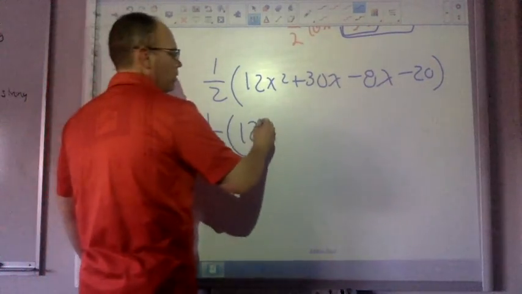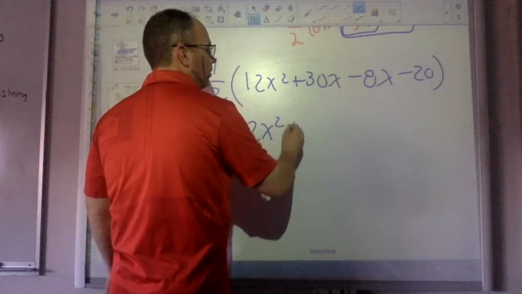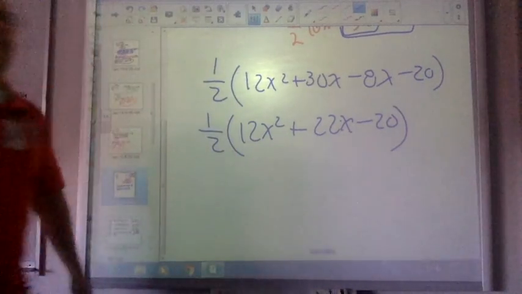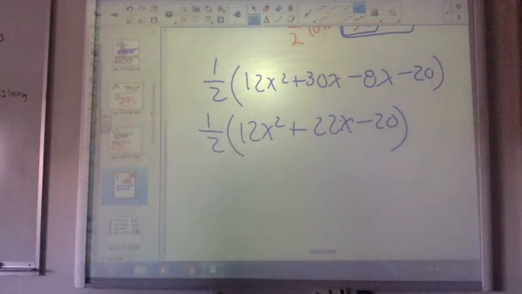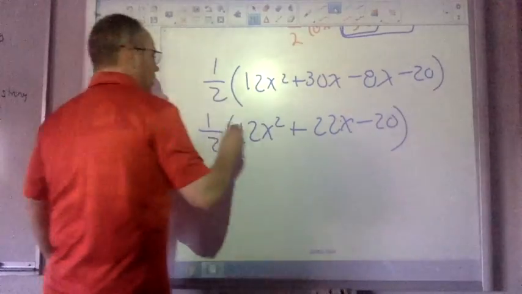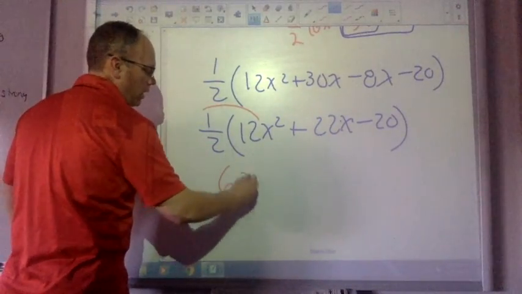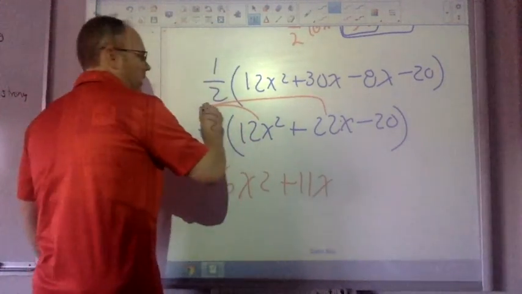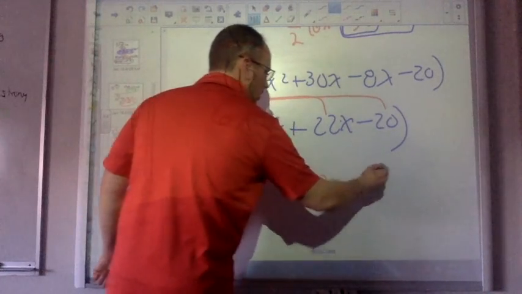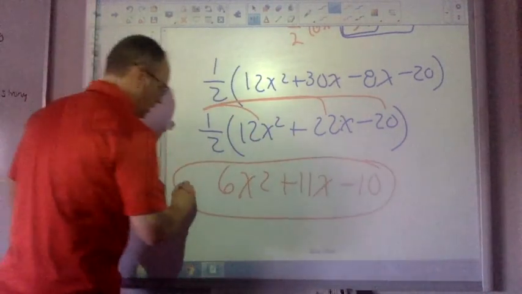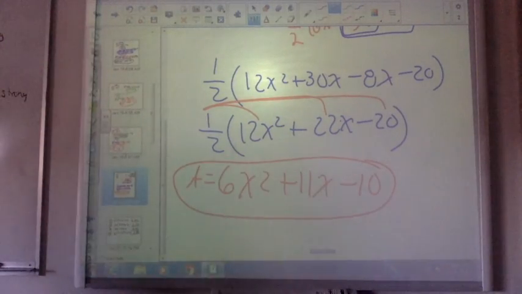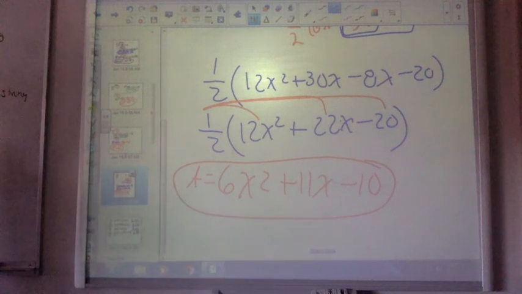Okay, so 12x squared won't combine. And then I get plus 22x minus 20. What should I do with that 1/2 now? I need to distribute it. So I'm going to go 1/2 times 12, that's 6x squared. 1/2 times 22 is 11x. And then 1/2 times negative 20 is negative 10. So that is the area of the triangle related to our polynomials.